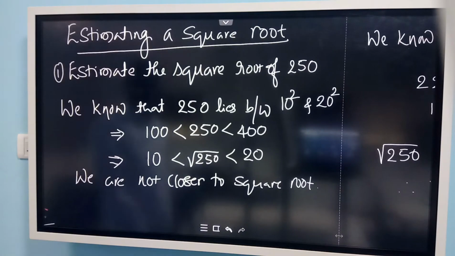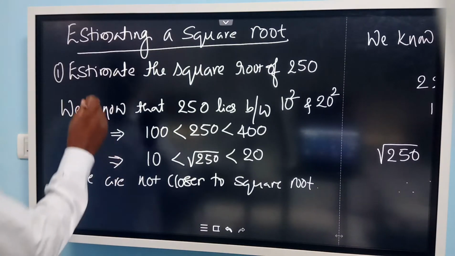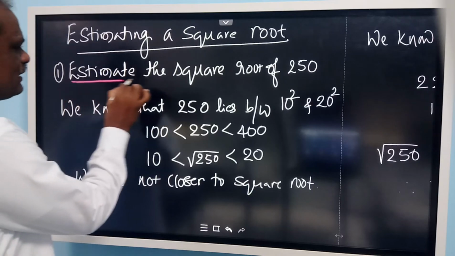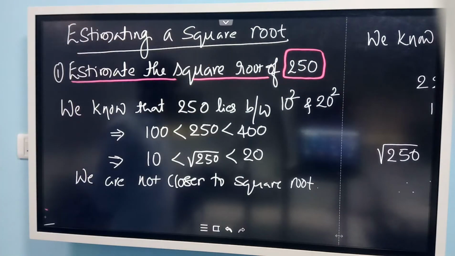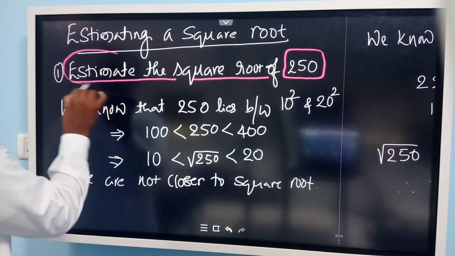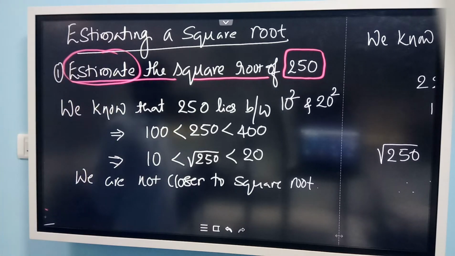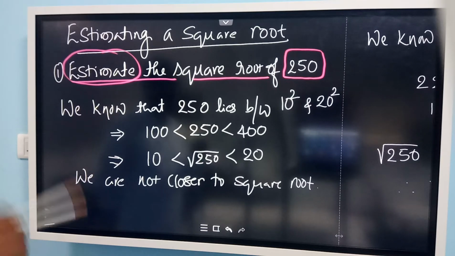The last part of this chapter is estimating the square root. So here I have written how to estimate the square root. Now the first topic is estimate the square root of 250. 250 is not a perfect square number, but we have to find the nearest square root of this one. Not exactly. It is only an estimation. Estimation means you will not get the exact answer, but you will get a very close answer. Remember that it is not the exact answer, but a very close and nearest answer.